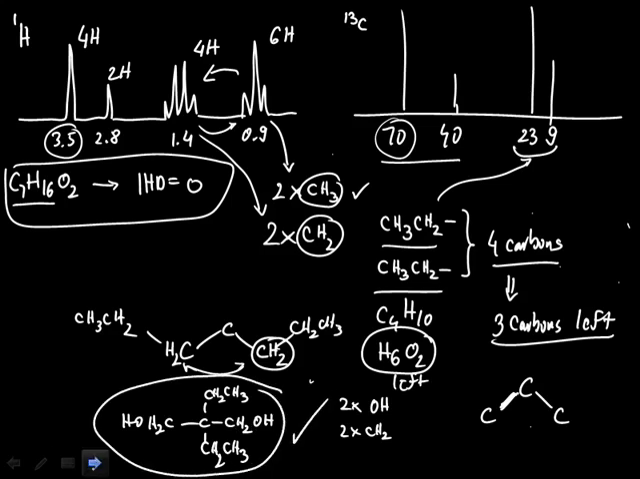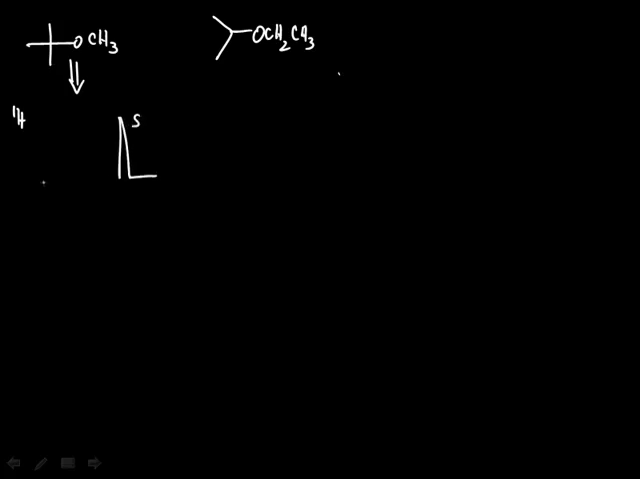Let's look at another example. The question in this case is which technique will allow you to tell the difference between this ether and this ether? If we think about this example and look at the proton NMR spectrum, we should expect a large singlet for the t-butyl group and a smaller singlet for our methyl group.